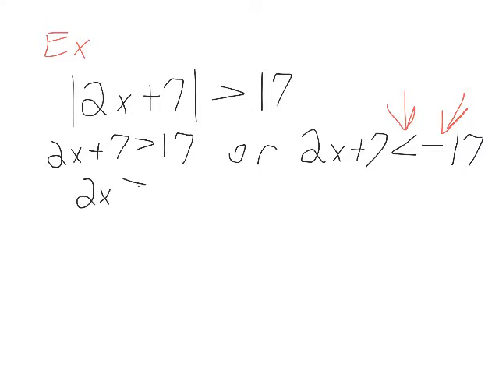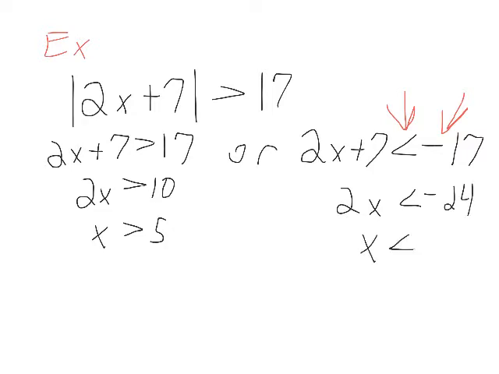So if I take this first one and solve it, I'm going to get 2x. We subtract 7 from both sides. So 2x is greater than 10. X is greater than 5. Or on the other side of this, 2x is less than, and if I subtract 7 here, I'm going to get negative 24. So x is less than negative 12. Okay, so I've got two different sets.